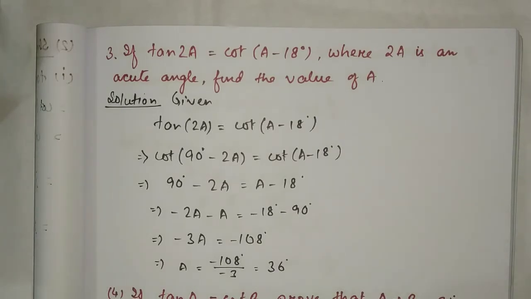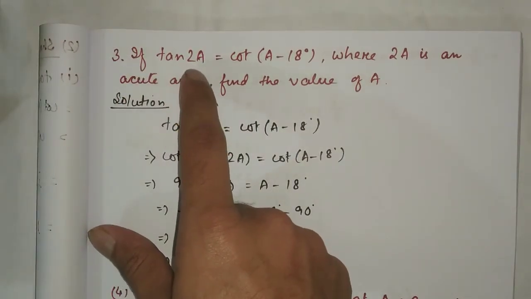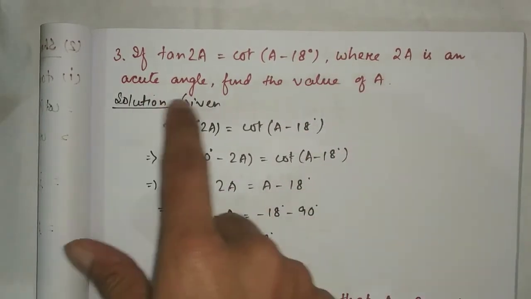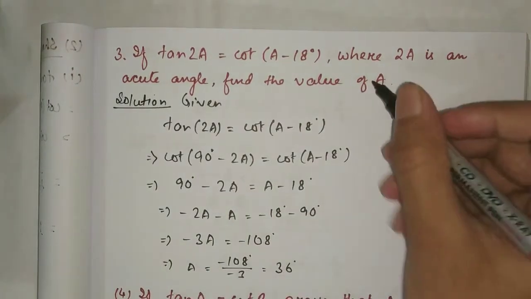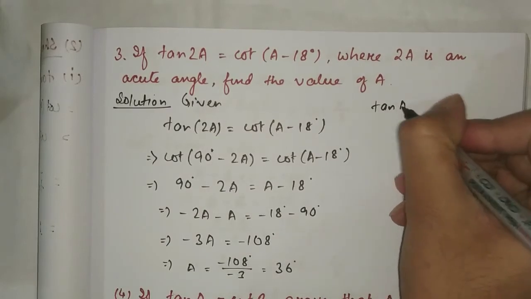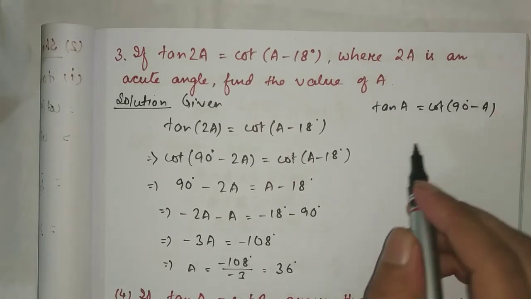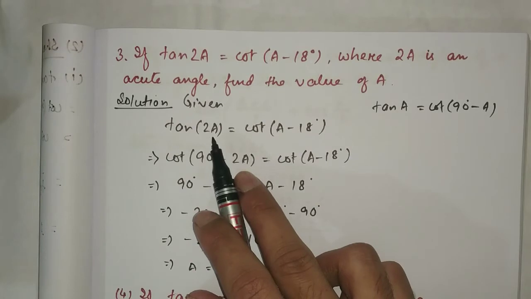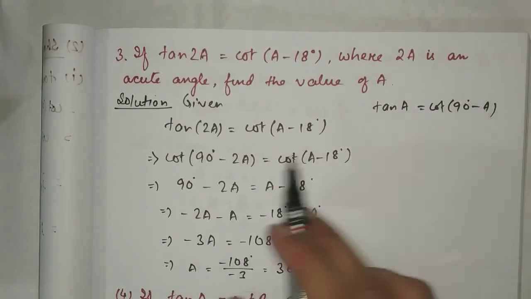Now the next problem is question number 3, that is, if tan of twice A is equal to cot of A minus 18 degree, where 2A is an acute angle, then we have to find the value of angle A. Now this is very simple, we are just going to use that identity, that tan of A is equal to cot of 90 degree minus A. Now here in place of A we have to use twice A. Since 2A is an acute angle, we can apply this formula for twice A as well.